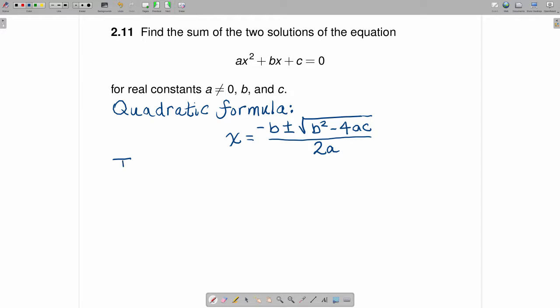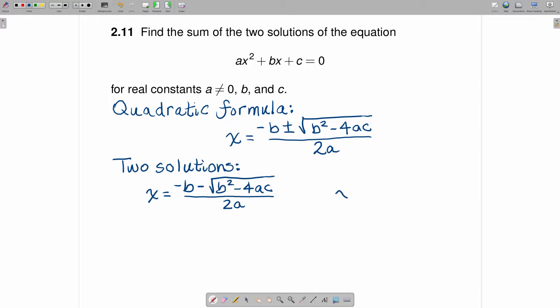So that means that the two solutions that we have to this particular quadratic equation are given right here, and those two solutions are x is equal to negative b minus the square root of b squared minus 4ac divided by 2a, and x is equal to negative b plus the square root of b squared minus 4ac divided by 2a.